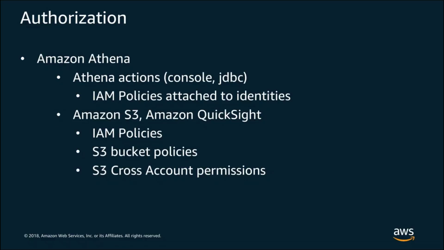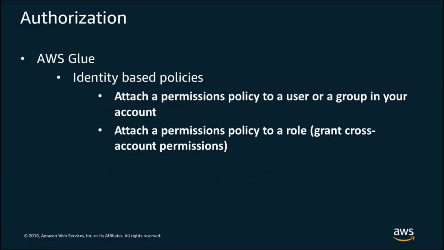So in terms of authorization in Amazon Athena, for console and JDBC-based actions, IAM policies can be attached to IAM identities. For Amazon S3 and Amazon QuickSight, IAM policies, S3 bucket policies, as well as cross-account permissions come into play to implement authorization. In Glue, identity-based policies can be attached to users or groups in your own account, and you can also attach permission policies to a role and grant cross-account permissions.